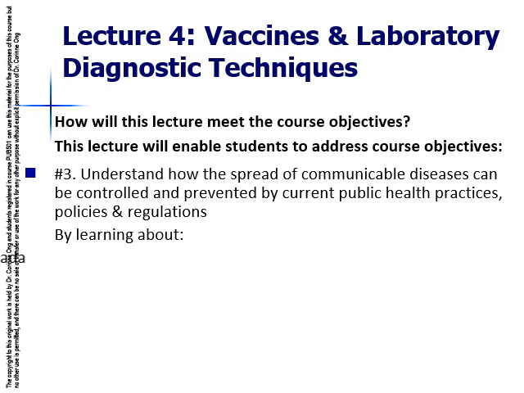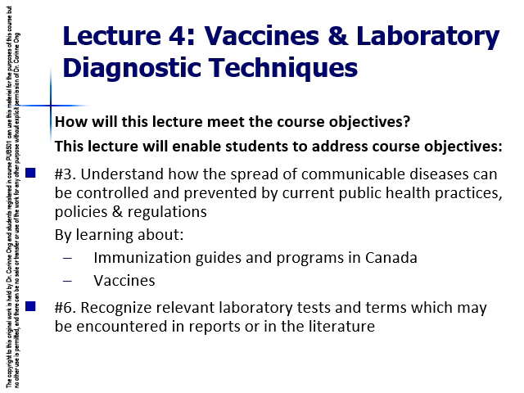In this lecture, we will meet the course objective by understanding how the spread of communicable diseases can be controlled and prevented by current public health practices, policies, and regulations. This is by learning about immunization guides and programs in Canada and the vaccines that are routinely administered or recommended. We will also recognize relevant laboratory tests and terms which may be encountered in reports or in the literature.